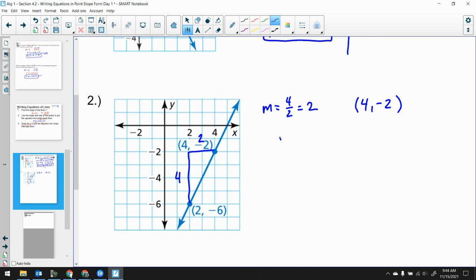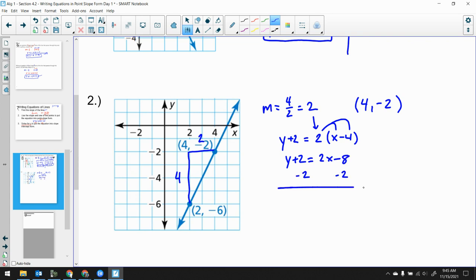And what I do is I put it into point slope form. Y minus negative 2, so y plus 2 is equal to m times x minus 4. Distribute the 2 to 2x minus 8. I subtract the 2. Y is equal to 2x minus 10. And there's my answer. Okay.